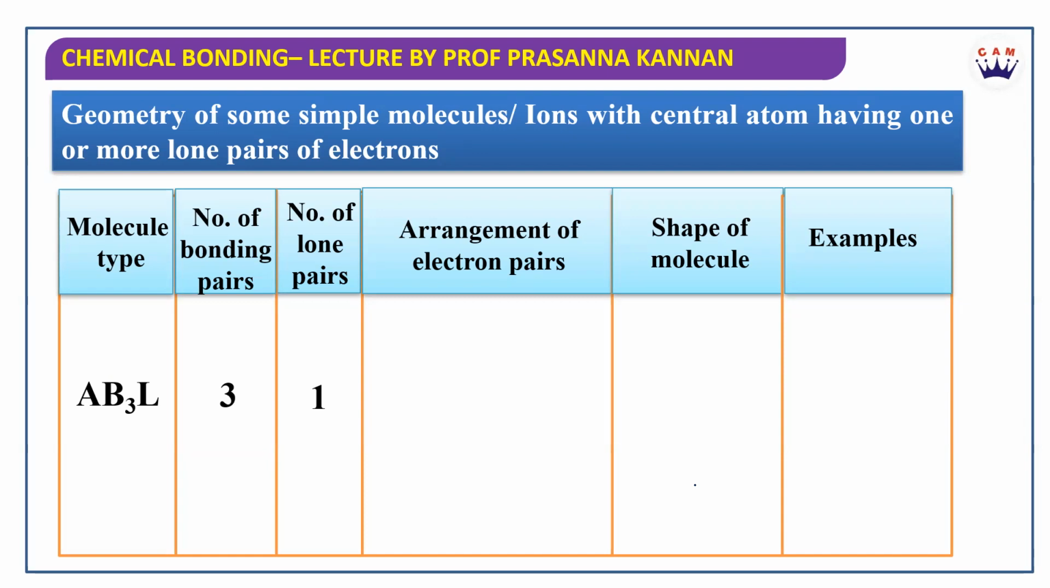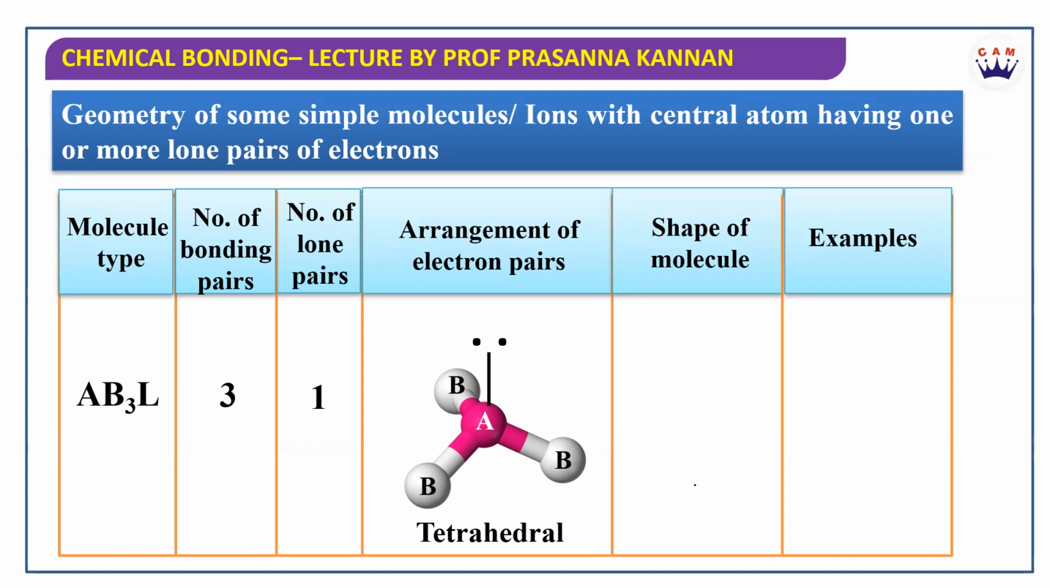How is the arrangement going to be, students? Tetrahedral, very good. But that's not the final one. If you see the overall arrangement, it is tetrahedral. But because a lone pair is present and we will not include it, what is it going to be? Trigonal pyramidal. Example: ammonia. Instantly you must be clear. So tetrahedral is the arrangement, but the structure is going to be trigonal pyramidal. Why trigonal pyramidal?